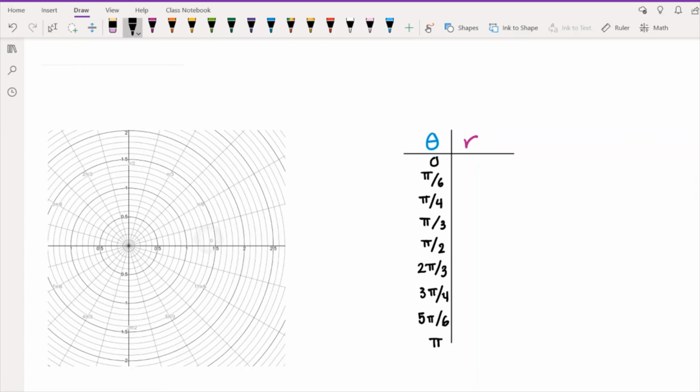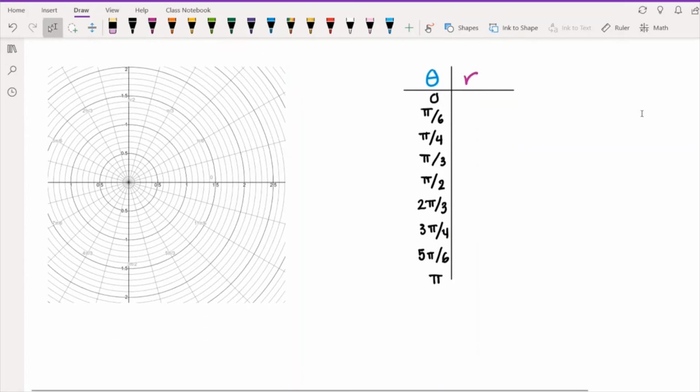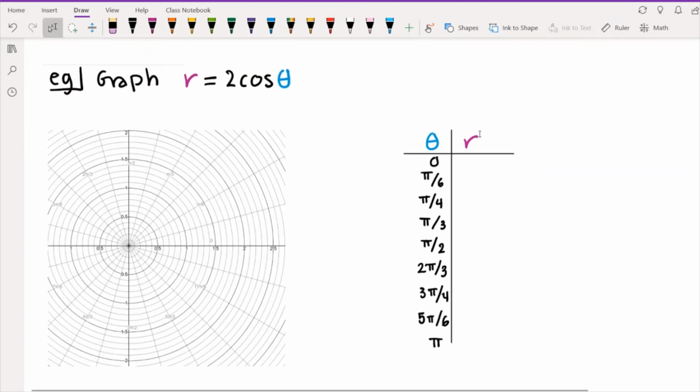So for example, let's say that we wanted to graph the function that we'll call r is equal to, let me see what the first example is, 2 times cosine of theta. So let's fill out this table and then plot the points and we'll see what kind of a graph that gives us. For each of these angles, we're evaluating cosine of it, and then we're multiplying the result by 2.